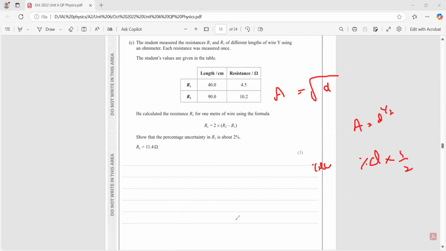Same thing with cubes, square roots, cube roots. If it was a cube root, then it means power 1 by 3, so it will be multiplied by 1 by 3 to get the percentage uncertainty.